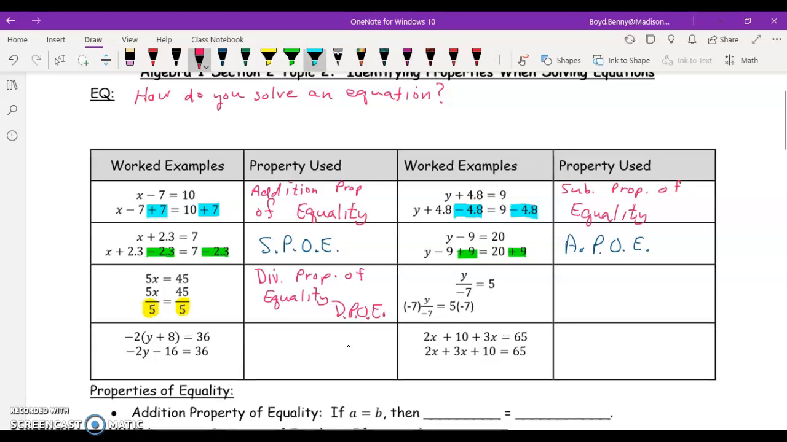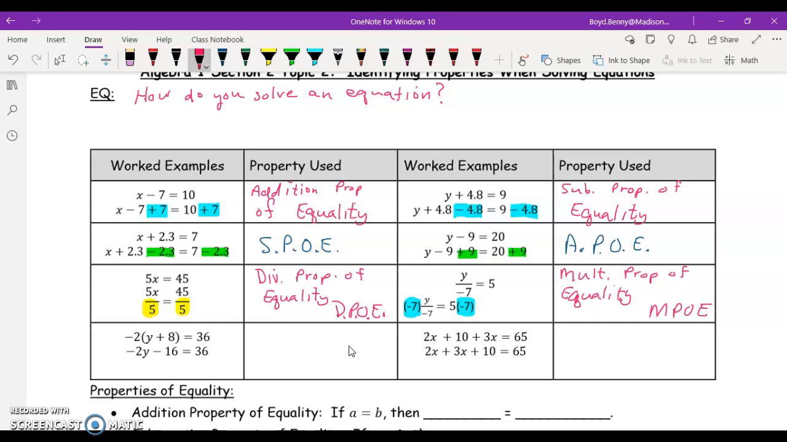And then if I move on to the next example, I can see that they multiplied both sides. So that would be our multiplication property of equality. And these properties are what allows us to do the things that we do. Because we know that if we add the same thing to both sides, we end up with the same answer on both sides. So multiplication property of equality is abbreviated MPOE.